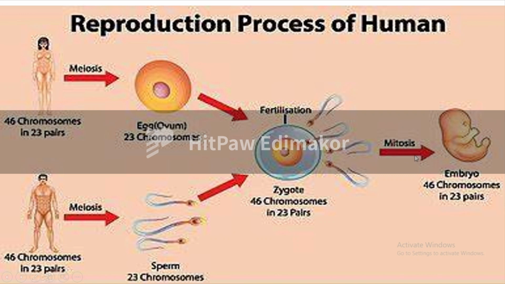Same thing, it is mitosis. Meiosis from male and female reaches fertilization, that is the formation of the zygote, and after that it undergoes mitosis, forming the embryo, which consists of the same 46 chromosomes in 23 pairs in the reproductive process of humans.